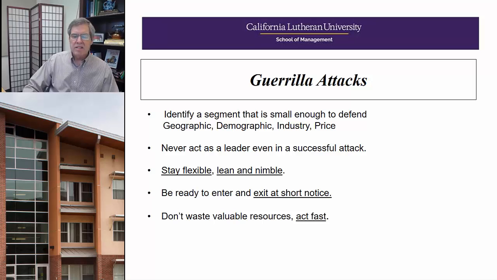Guerrilla attacks. These are often done in combination with other strategies. First of all, identify a segment that is small enough to defend, geographic, demographic, industry, or based on price. Never act as a leader, even in a successful attack. Stay flexible, lean, and nimble. Be ready to enter and exit at short notice. And don't waste valuable resources, always act fast. This is a diversionary tactic, so you can focus on your main strategy.